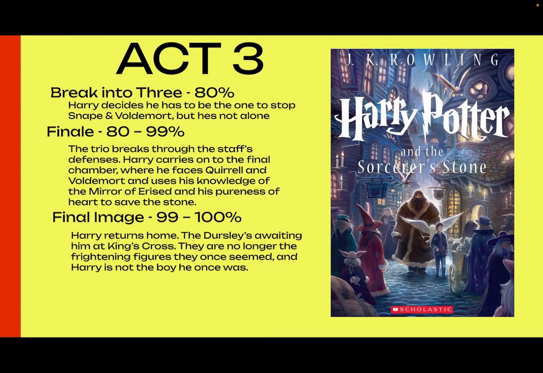In Harry Potter, the trio breaks through the staff's defenses. Harry carries on to the final chamber where he faces the professor and Voldemort and uses his knowledge of the mirror and his pureness of heart to save the stone. The way Harry Potter uses this moment is to show the danger of Voldemort, but at the same time not give the reader Voldemort. This allows the book to continue and build into a series.